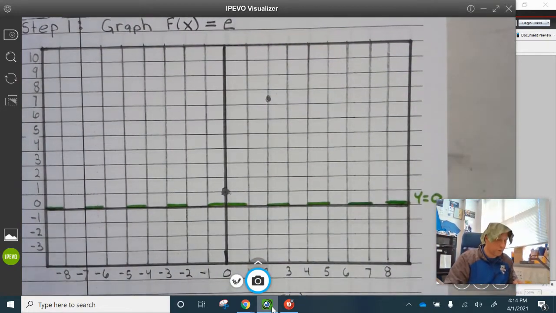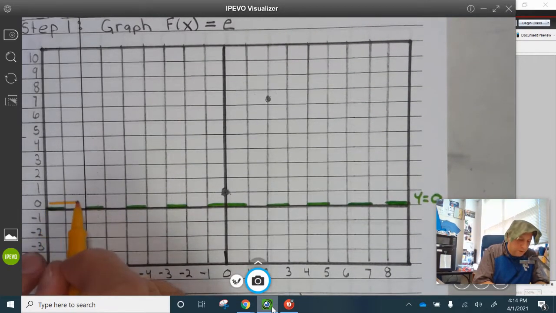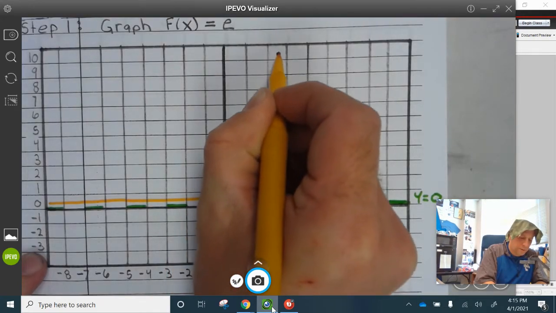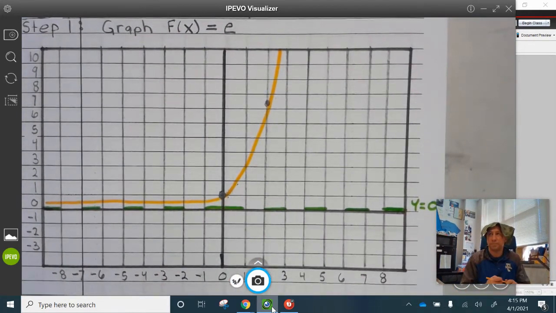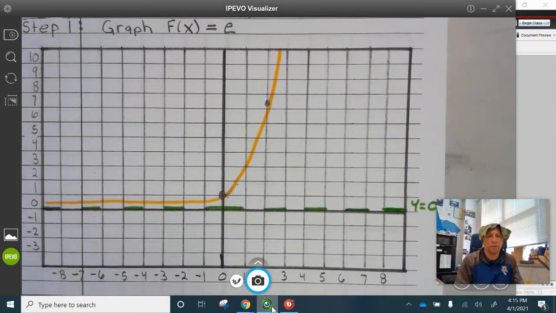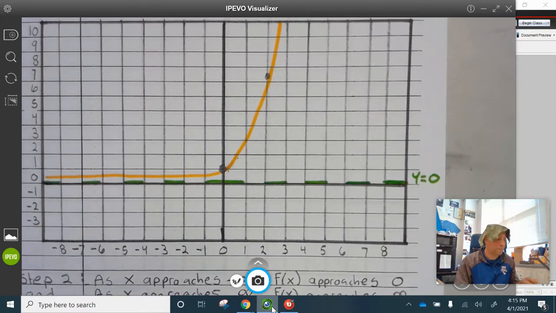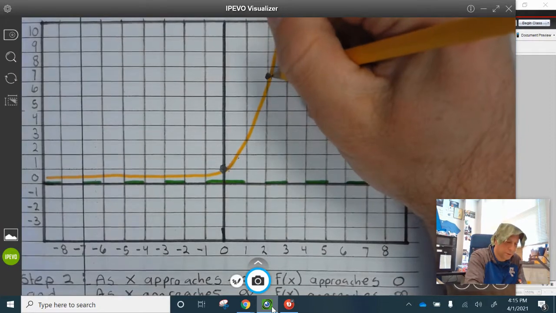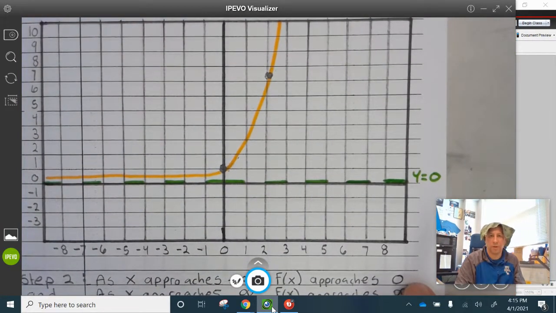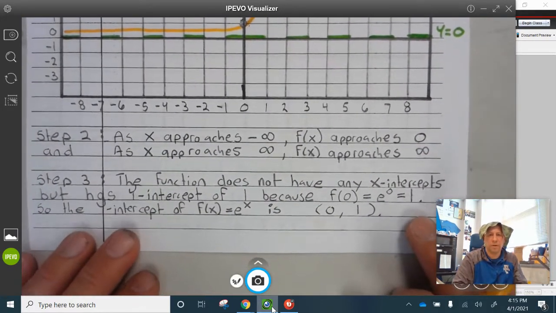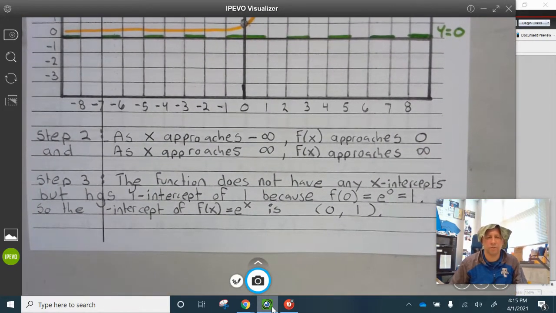Okay, so we know our graph goes along here, goes through, and then up like so. Okay, all right, go ahead and finish up the graph. All right, now the graph is updated, and I think that point should be a little bigger. There we go. All right, now step 2, as x approaches negative infinity, f of x approaches 0, and as x approaches infinity, f of x approaches infinity.